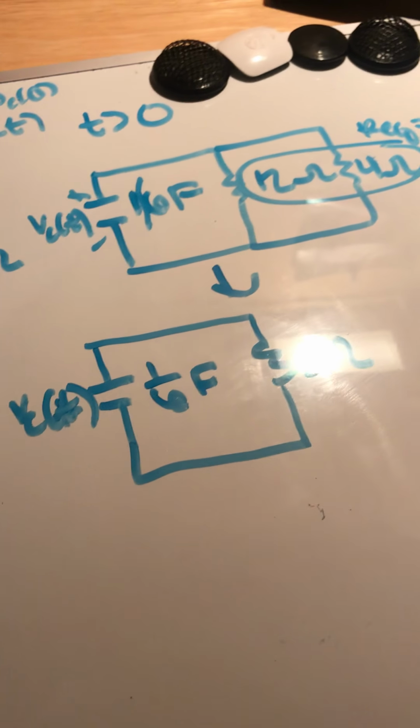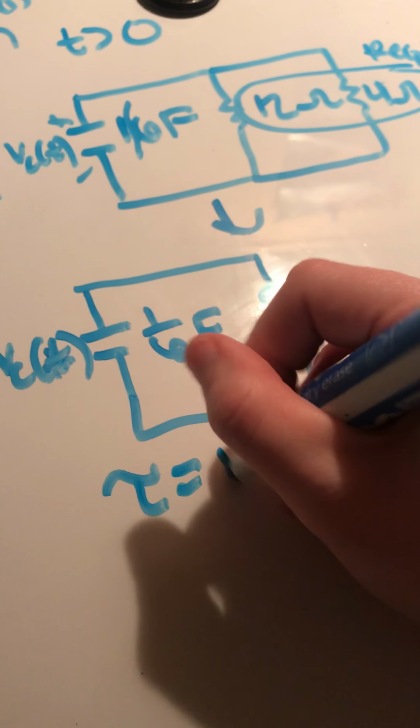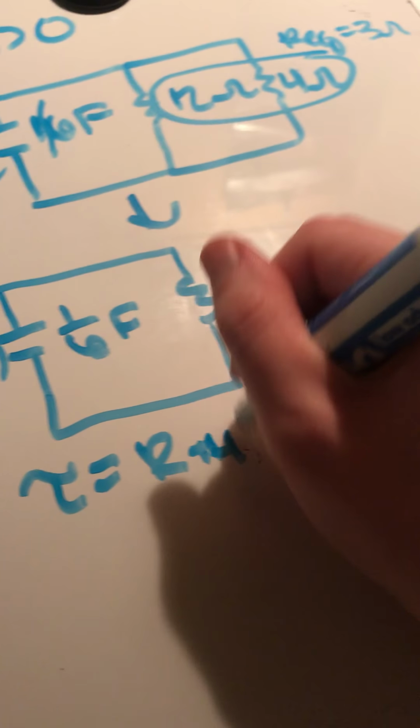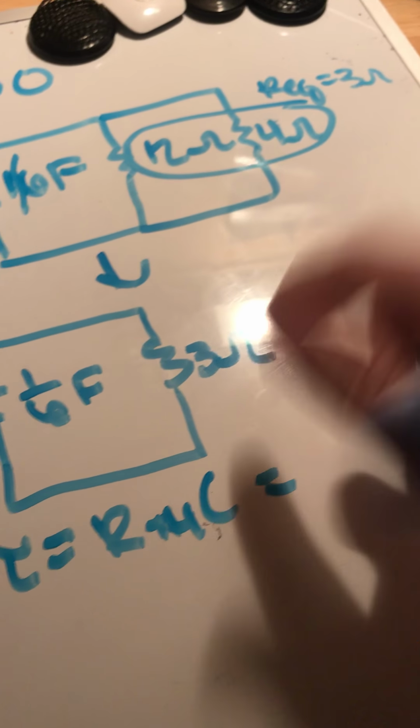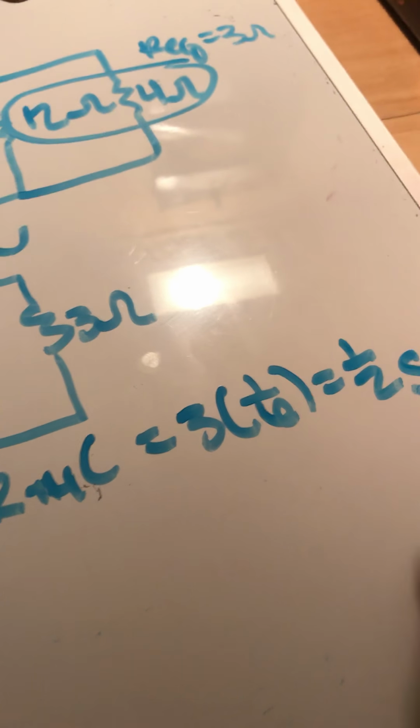And then we can solve for the time constant using this. Tau is equal to R times C. We know that R is 3 ohms and C is 1/6. So we get the time constant is 1/2 seconds.